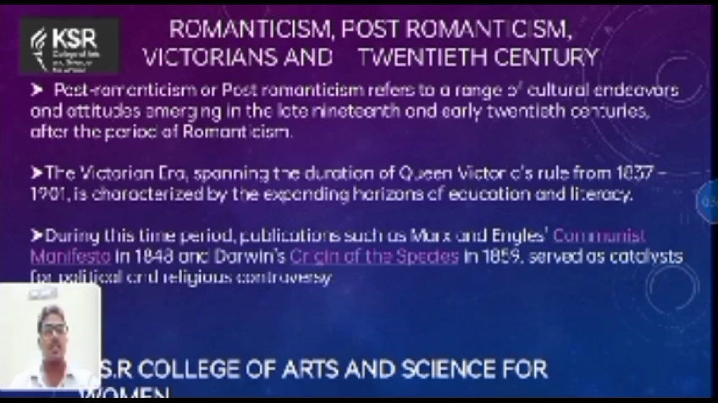The Victorian era, spanning the duration of Queen Victoria's rule from 1837 to 1901, was especially characterized by the expansion of horizons, education and literature. In the Victorian era, education and literacy policy were taken up in a serious manner. So translation also took place in a serious and wide manner. During this time period, publications such as Marx and Engels' Communist Manifesto in 1848 were translated into many languages, based on their philosophy, for interested persons.